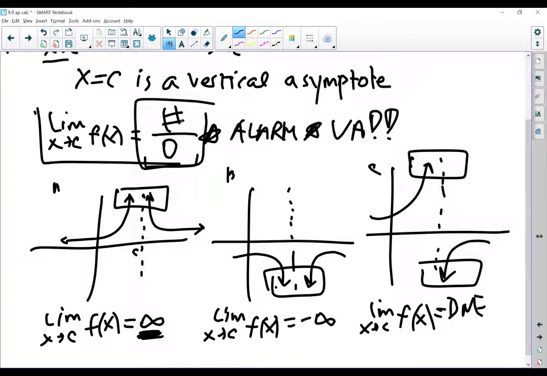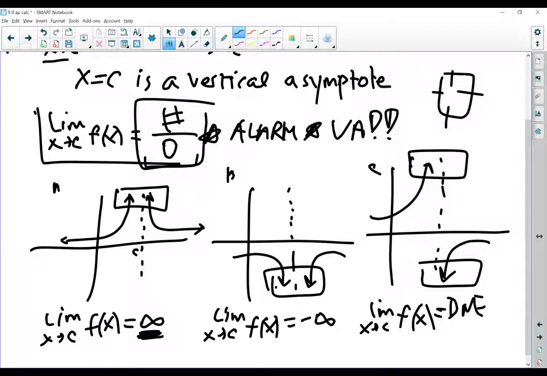Because if it's case A and I get a number over 0, I want to write it as infinity. If it's case B and I got a number over 0, then I want to write it as negative infinity. And if it's case C, the only way I could write it is does not exist, and I'll be safe. So if you just put does not exist and move on with your life, the only time you'll be actually accurate is with C.